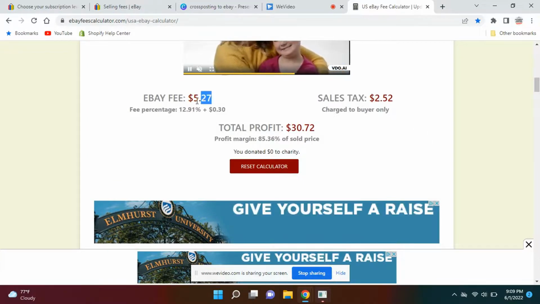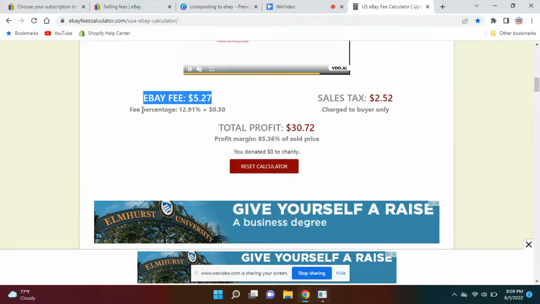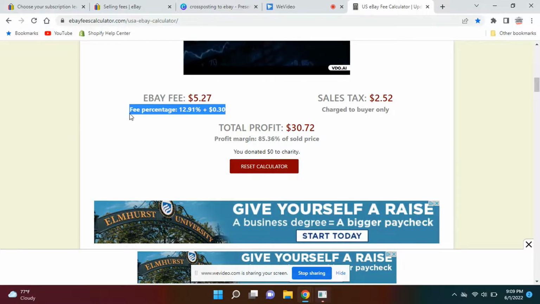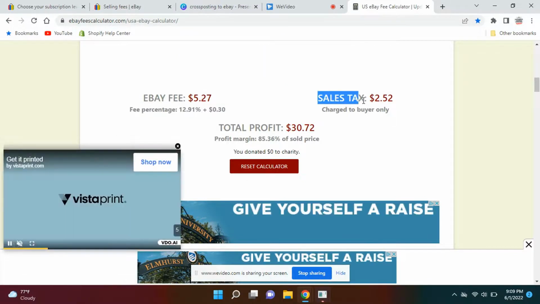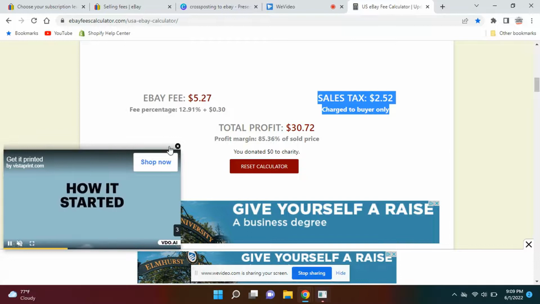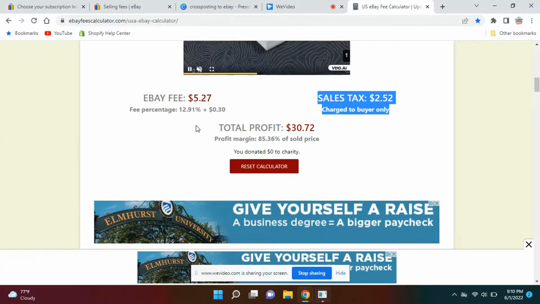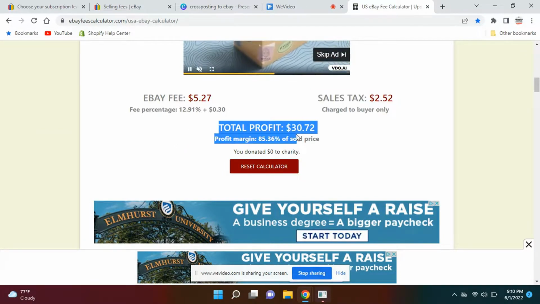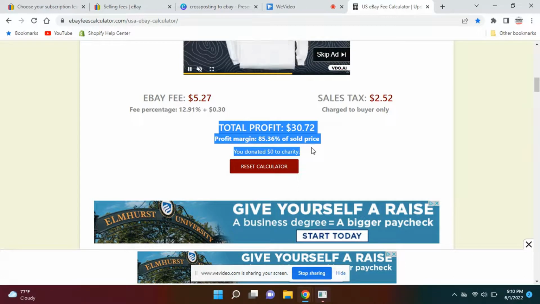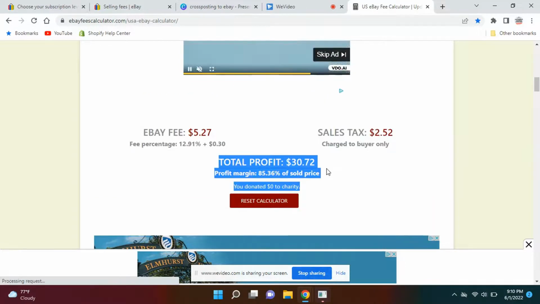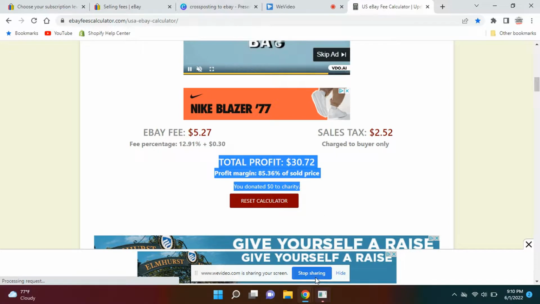And you'll see that the fees were $5.27 on an item where the total profit was $30.72. That's what it was sold for, once the shipping, the taxes and all that stuff was considered. So it's not bad. And keep in mind, eBay has millions of people on there shopping. So these fees are actually quite good once you get a hold of it.